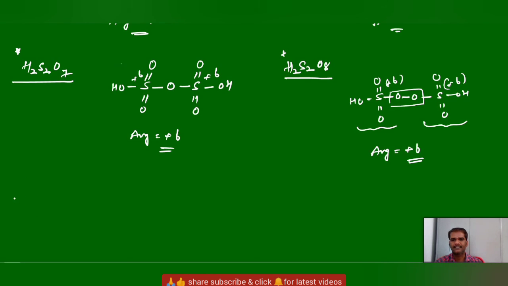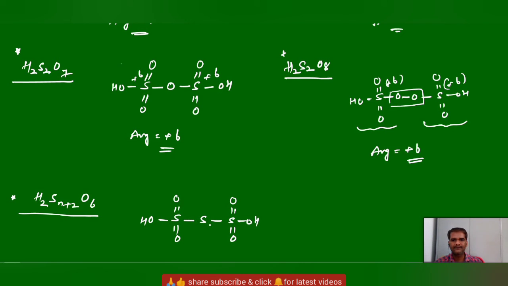Very important. Next, this one also, polythionic acid, H2SnO6 with n plus 2 sulfurs, and we can write the structure. We have sulfur-sulfur linkage here, just like a peroxide linkage. How many sulfur? Some n number of sulfur atoms. Out of n plus 2, 2 we have written here, and the n number of sulfur atoms are in between.